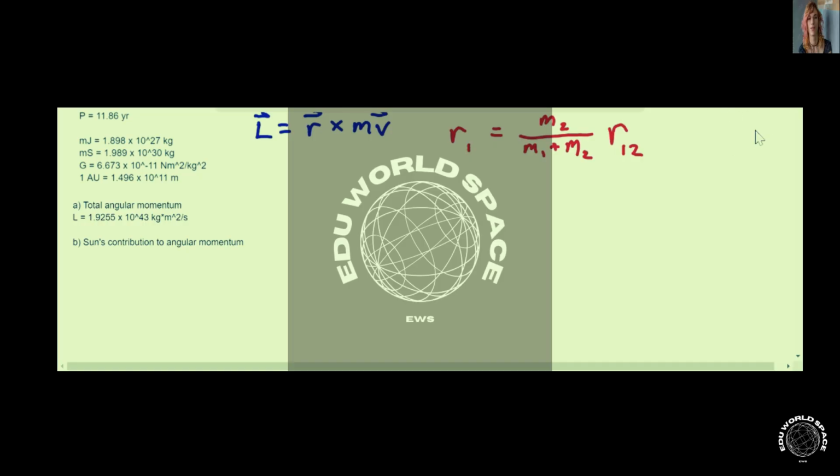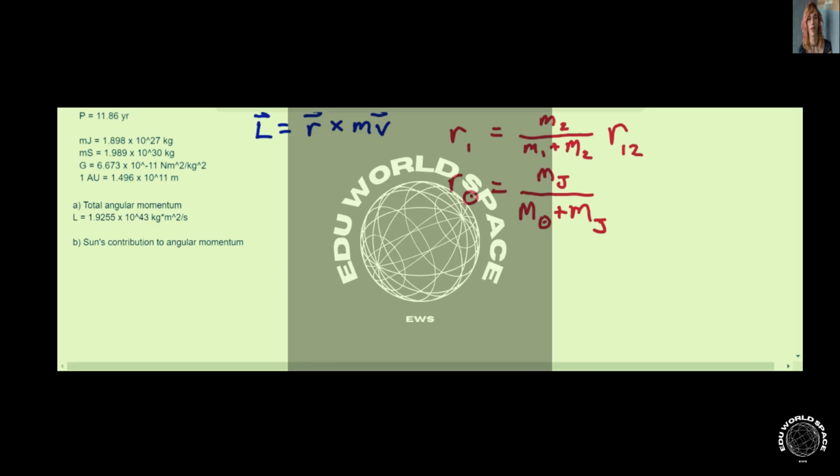represented as R12. So to solve this for the Sun, we're talking now about the position R of the Sun. I'm going to use this circle with a dot in the middle to represent Sun, is equal to the mass of the other object, which is Jupiter, so mass of Jupiter, divided by the sum of the masses, mass of the Sun plus mass of Jupiter, times the distance between the Sun and Jupiter.